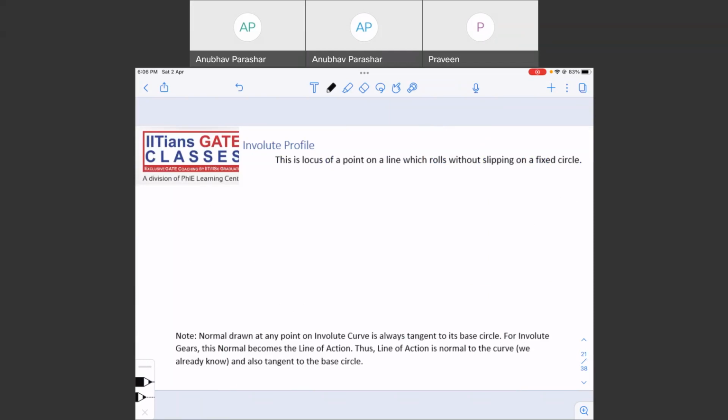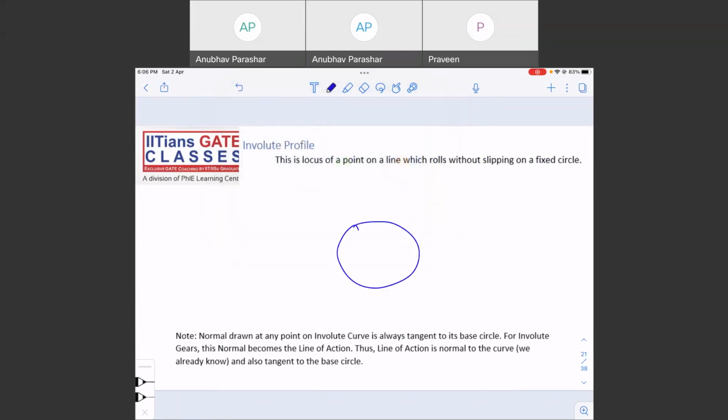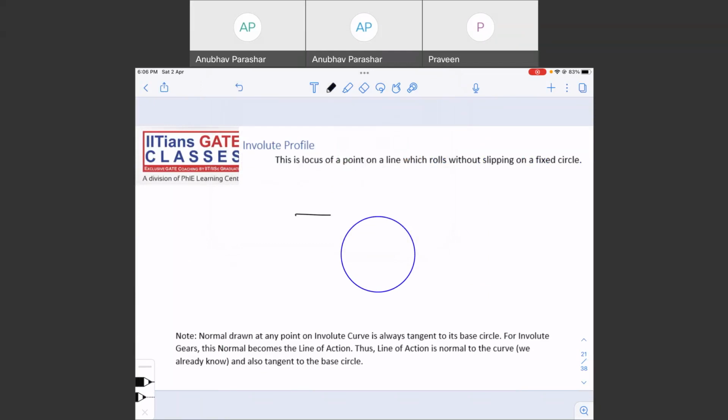So what exactly is involute? It is the locus of a point on a line which rolls without slipping on a circle. So let me say this is a circle. Now I shall draw a line on the circle, and on the line, let me consider a point.